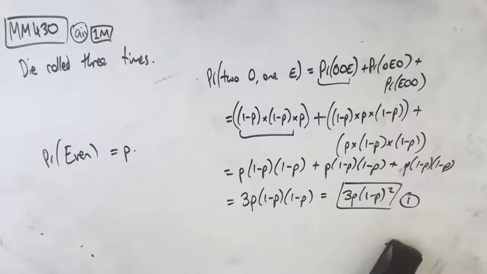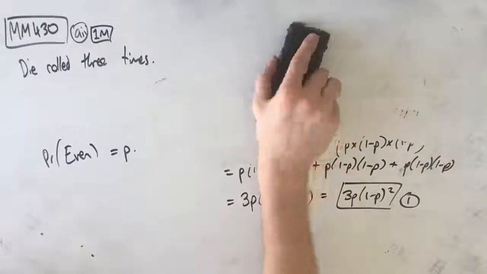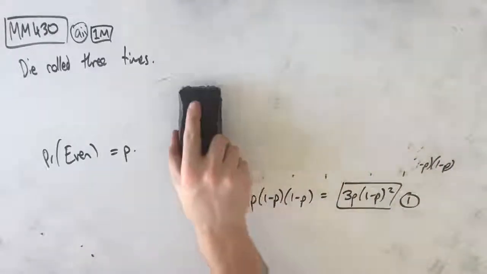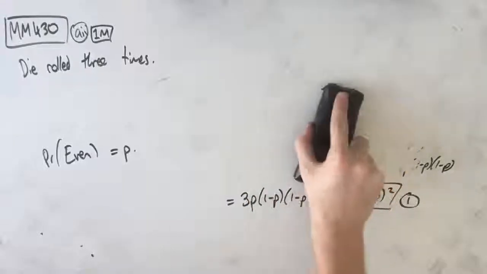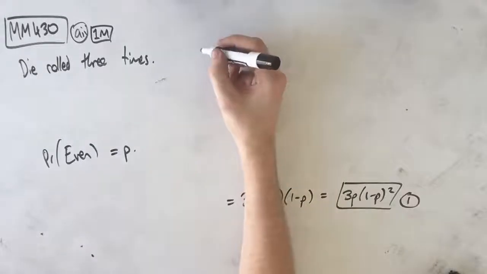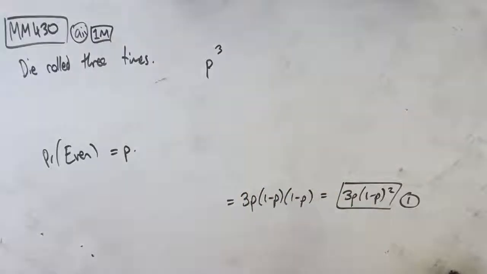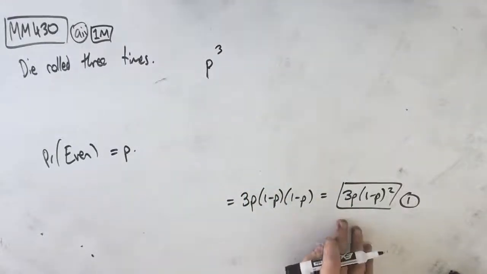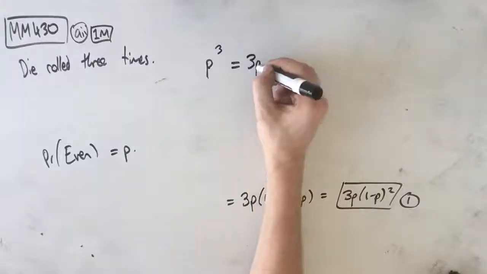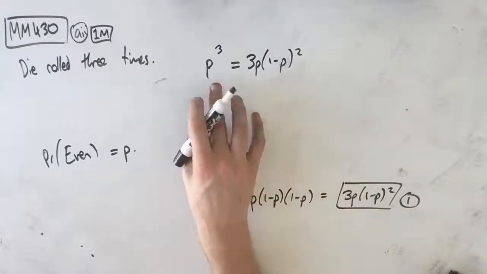So let's move on to part B. Part B says if the probability of obtaining 3 even numbers is equal to the probability of obtaining 2 odds and an even, find P. We know that the probability of obtaining 3 even numbers is P cubed. We found that in part AI. We also know that the probability of obtaining 2 odds and an even is 3P(1 minus P) squared. And we know that these two are equal because the question's told us this.